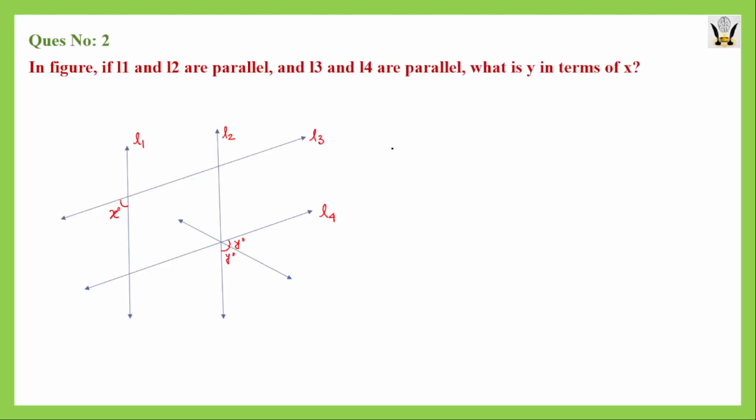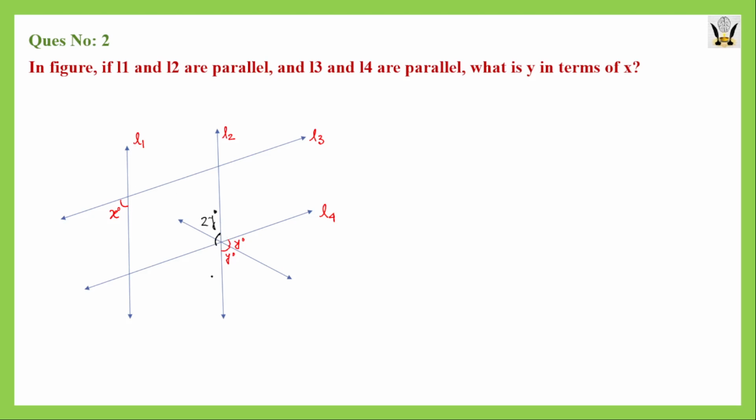Now the next one, where we can see in this figure L1 and L2, these two lines are parallel, and L3 and L4, these two lines are also parallel to each other. Then what is Y in terms of X? Now in the figure, we can see this angle is y degree, this angle is also y degree. So this is actually an angle bisector, and the total angle is 2y degree, and this angle will also be 2y degree as they are opposite angles, right?